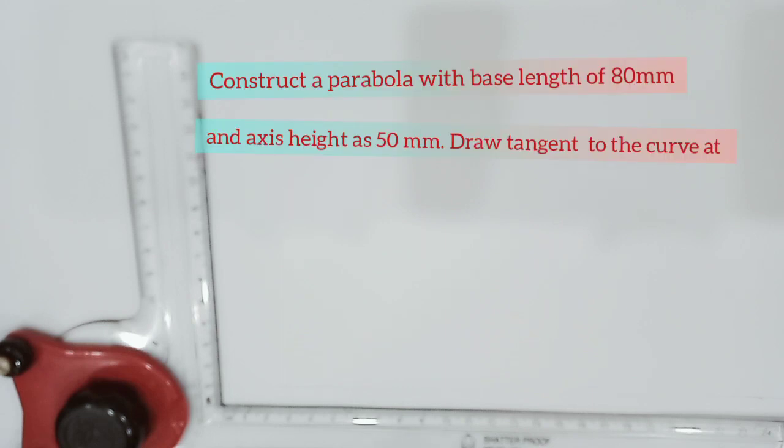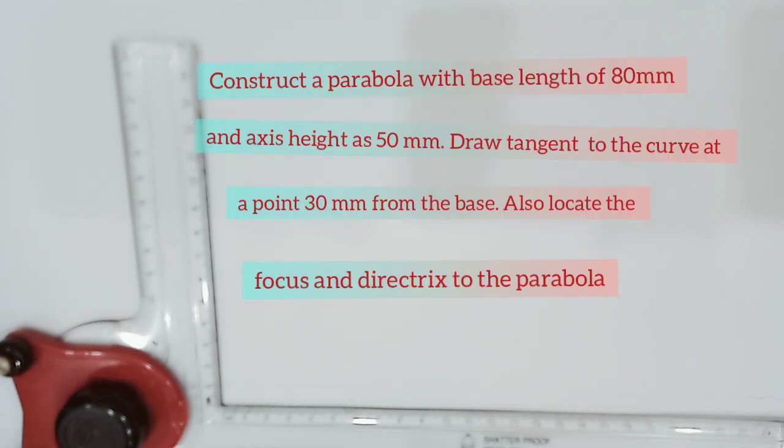Here, what is the given problem? Construct a parabola with base 80 mm length and the axis 50 mm height. Draw tangent to the curve at a point 30 mm from the base. Also locate the focus and directrix to the parabola.